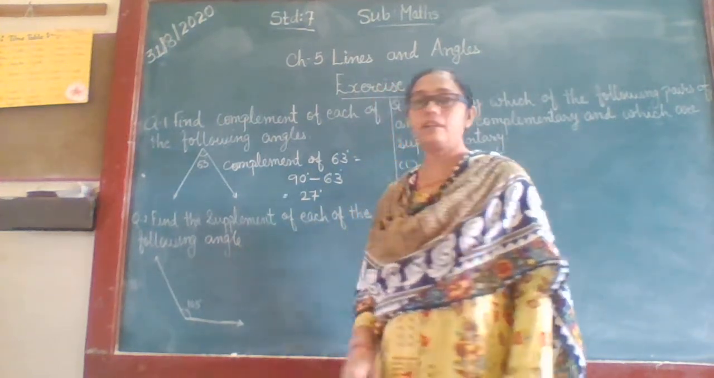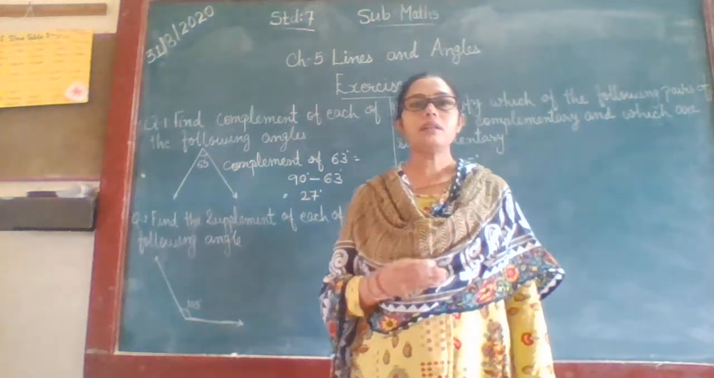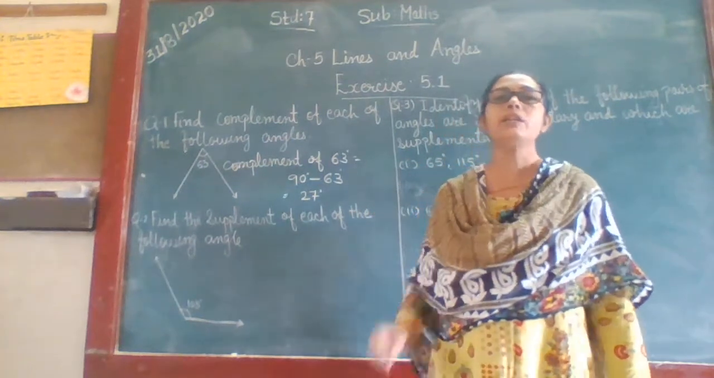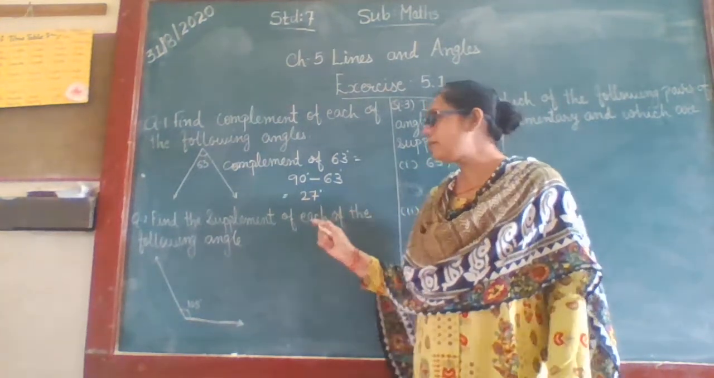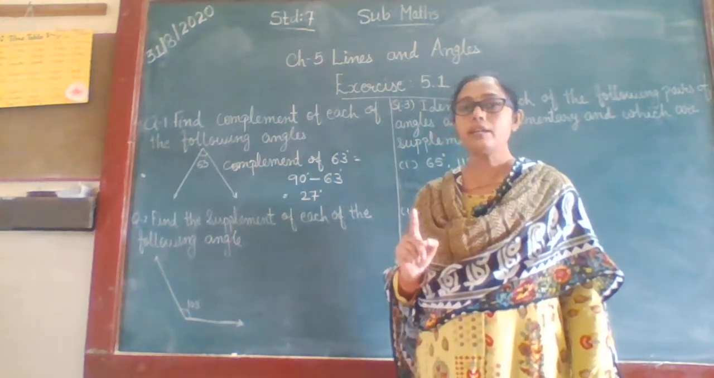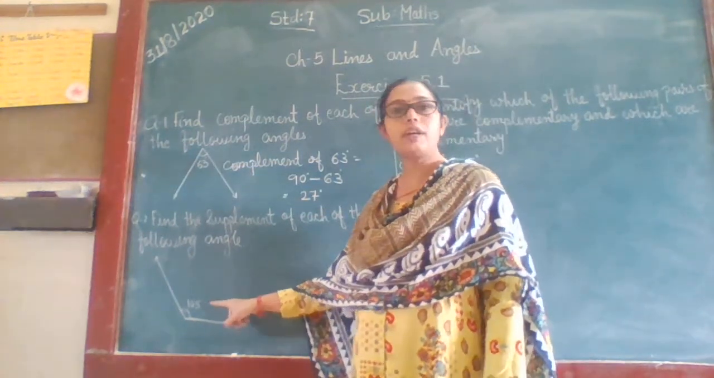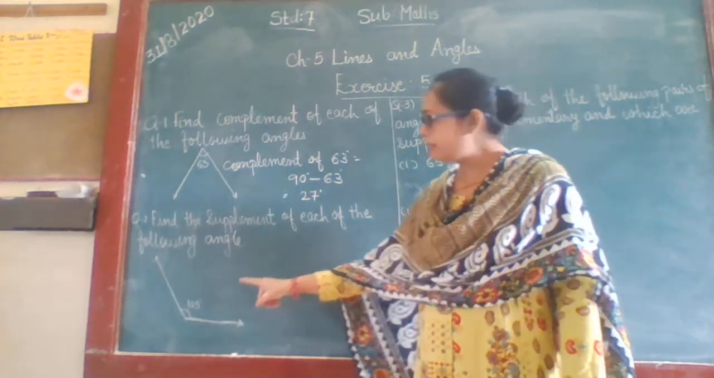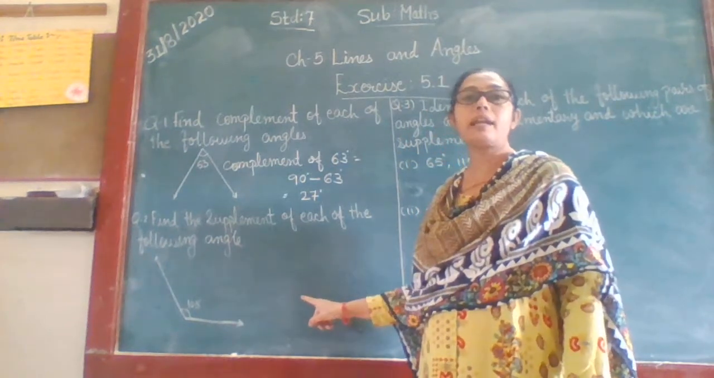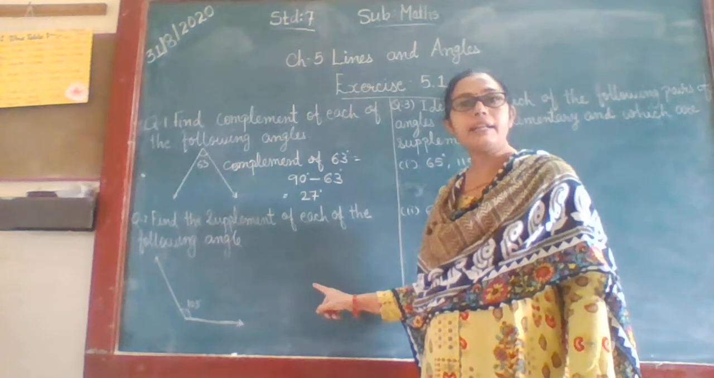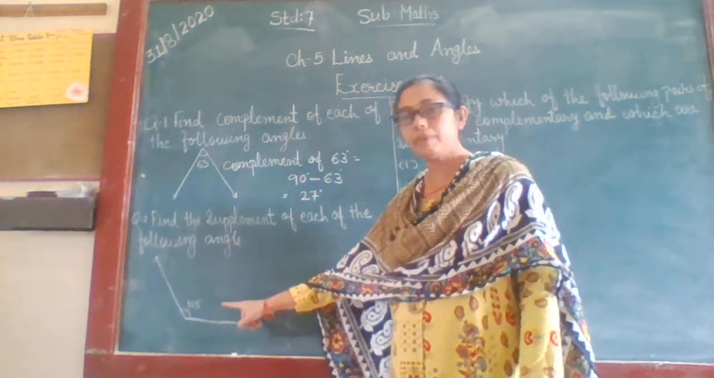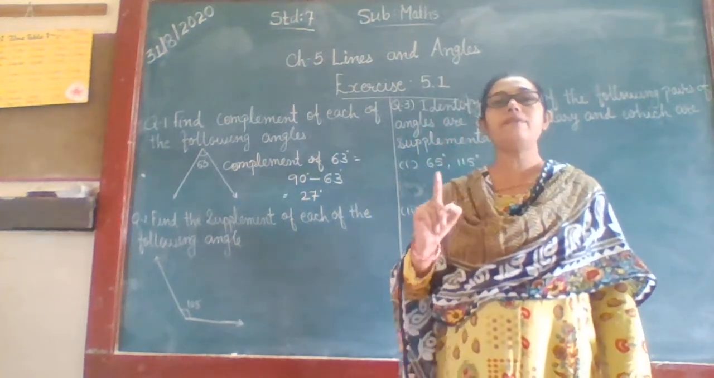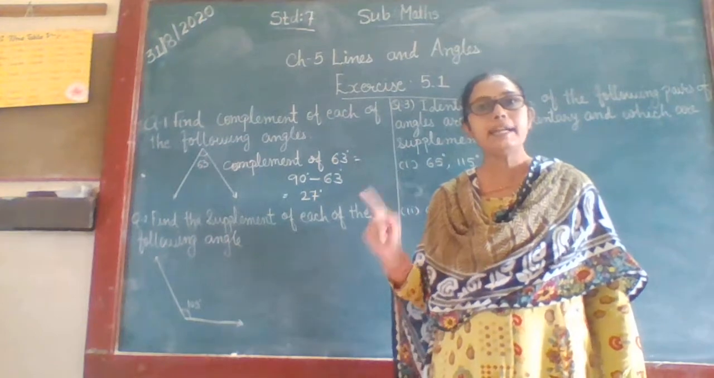Now question number 2, find the supplement of each of the following angles. So supplementary angle. We know that if the sum of measures of two angles is 180 degrees, those two angles are called supplementary angles to each other. Okay, so here we have an angle with measure 105 degrees. We have to find its supplement. So 105 plus the other angle should be 180 degrees. Means to find the supplement angle of 105 degrees, we have to subtract 105 degrees from 180 degrees.